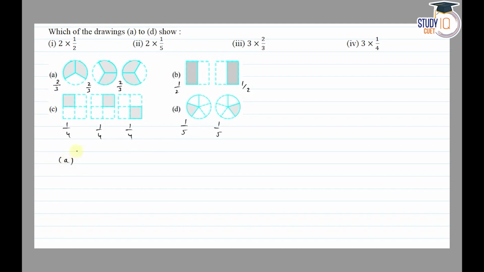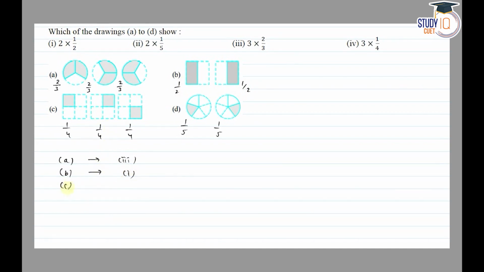So figure A, here 2 by 3 is 3 times, so 3 into 2 by 3. So this will be option third for A. For figure B, half 2 times, so 2 into half, this will be first.